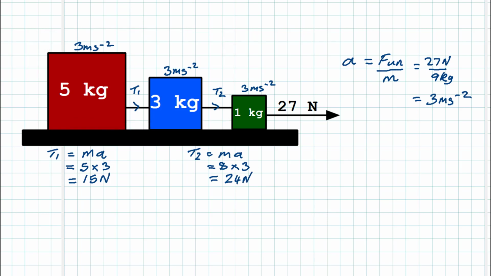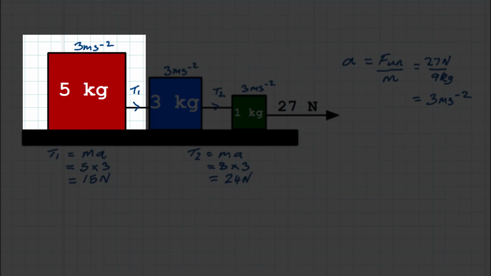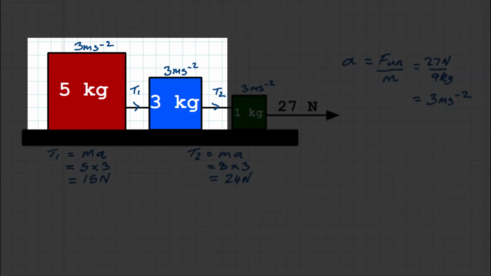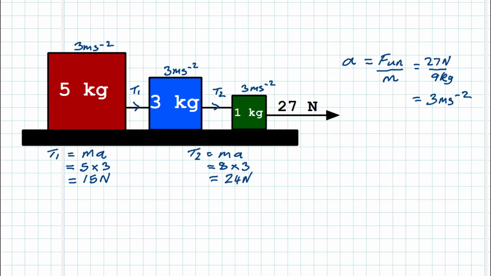Now you can see why that's the case, because tension 1 is just responsible for accelerating 5 kilograms. So when you look at the 8 kilogram one, tension T2 is responsible for accelerating 8 kilograms. So obviously that has to be a bigger force to give it an acceleration of 3 meters per second every second. So that's us found tension 1 and tension 2.